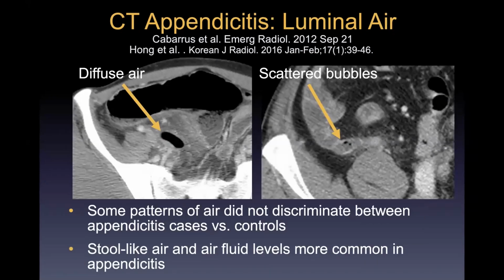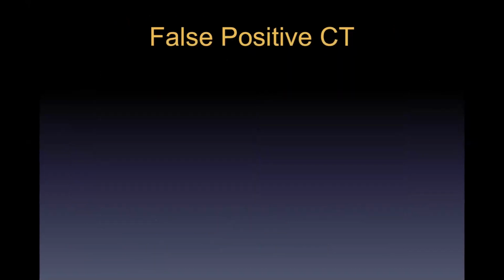We've looked at patterns of air in the appendix, to see if some were more benign and some were more suggestive of inflammation. To some extent, an air-fluid level is a little bit more associated with inflammation, and spotty air like an abscess is also a little bit more associated with inflammation. But in general, the patterns weren't actually that helpful. The presence or absence of air is not that helpful. So I generally recommend not using air as a consideration when making this diagnosis.